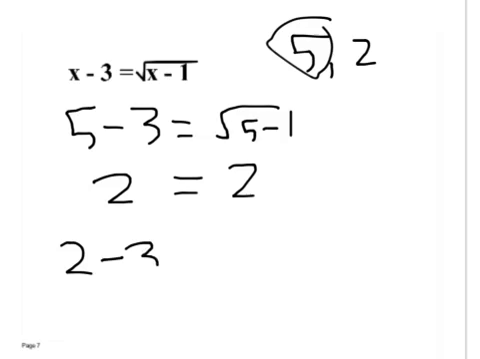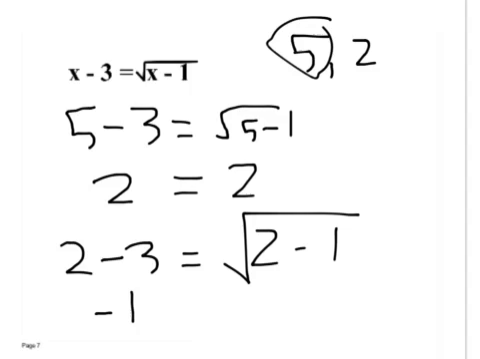2 minus 3 equals the square root of 2 minus 1. What's 2 minus 3? Negative 1. What's 2 minus 1? 1. Does the square root of 1 equal negative 1? No, it does not. So 5 is your only answer.